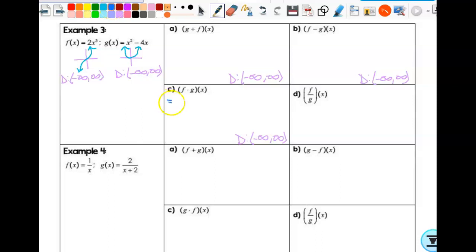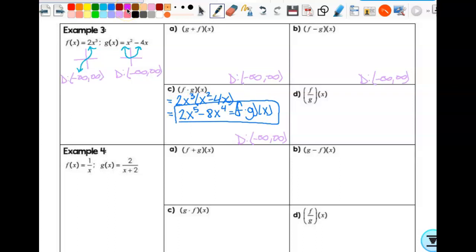So I have f times g of x. F is 2x cubed times g of x, which is x squared minus 4x. Then I distribute. 2x cubed times x squared is 2x to the what? 5th. Then 2x cubed times negative 4x is negative 8x to the 4th. And that is f times g of x. We good?